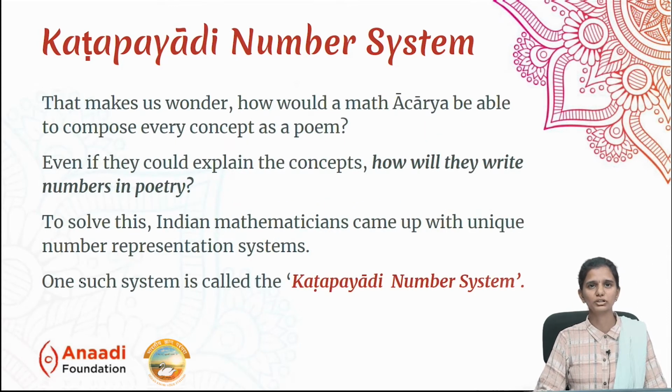That makes us wonder, how would a math acharya be able to compose every concept as a poem? Even if they could explain the concept, how could they represent numbers in poetry? To solve this, the Indian mathematicians came up with unique number representation systems. One such system is the Katapayadi number system.